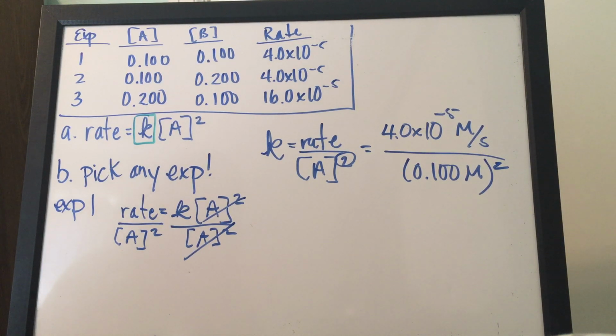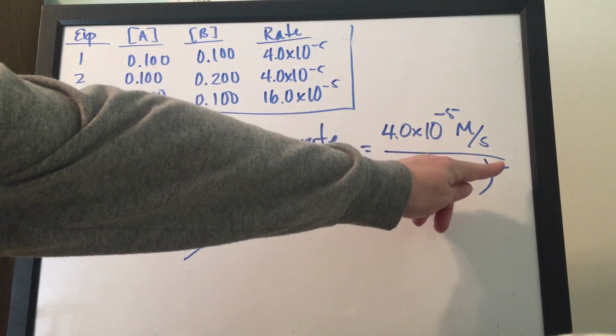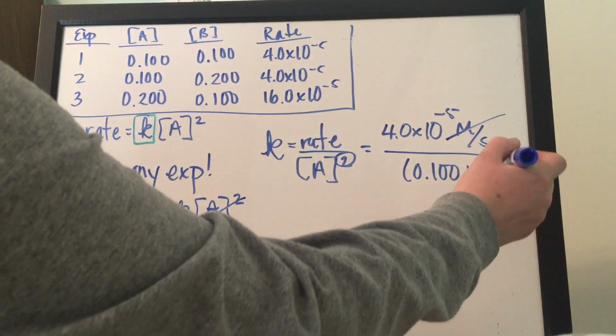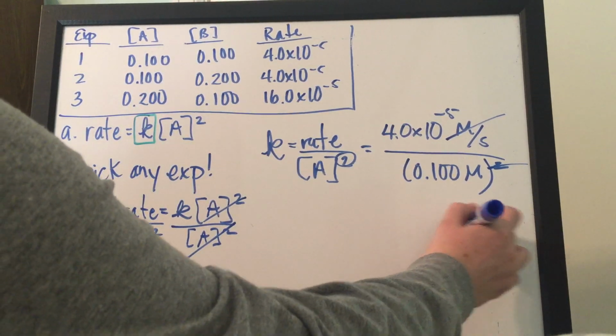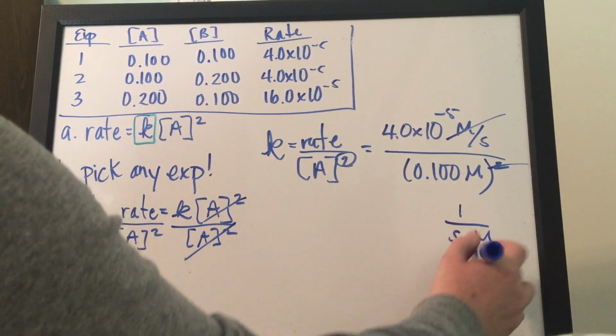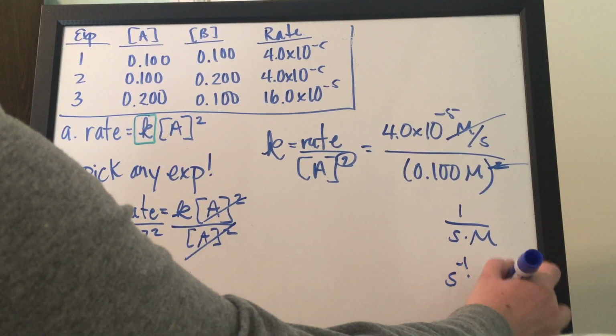Now, let's have a unit discussion. Molarity per second divided by molarity squared. That means 1 molarity is going to cancel with 1 molarity, and you end up with 1 over S times M, or conveniently, S to the negative 1, M to the negative 1.